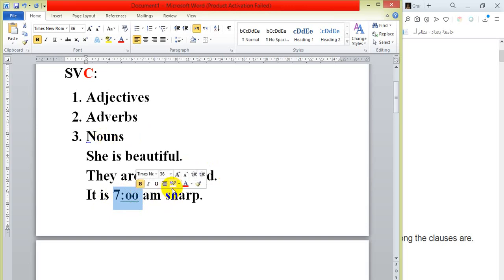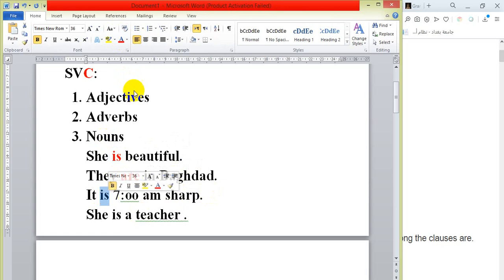If you say, for instance, she is a teacher. She is a teacher. Okay, teacher is what? Teacher is a noun. Okay, so here we have after verb to be, after these verbs, as you can see, is, are, am, was, were, whatever, we have a complement. The complement can be a noun, an adjective, or an adverb.